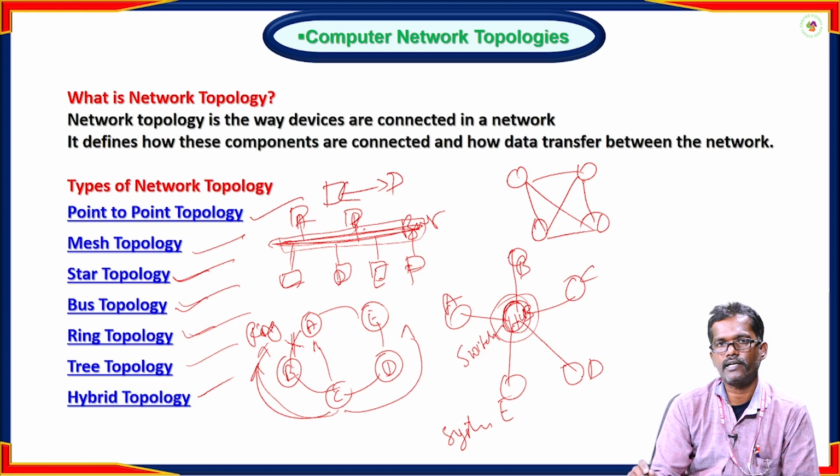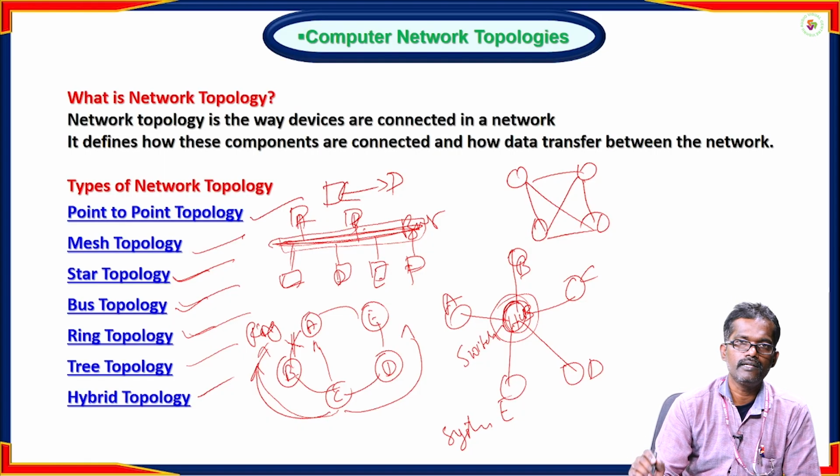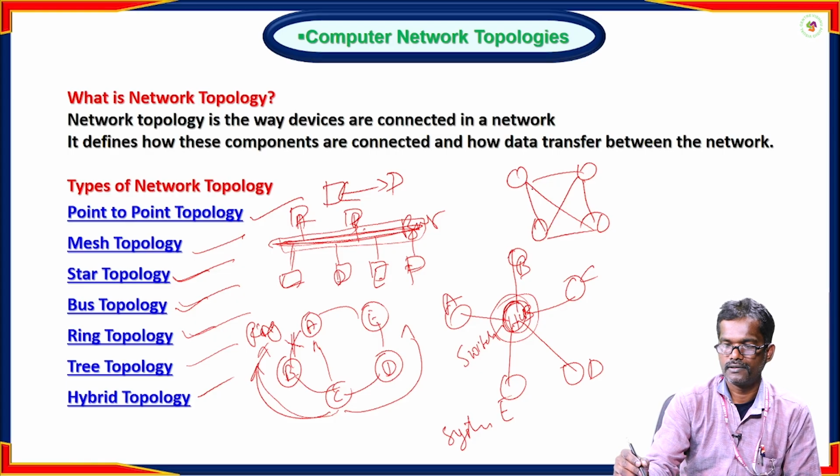Okay, if A transfers some information to C, we need to transfer through the hub or switch only, a centralized device. Every data that the other devices want to transfer, or resource that can be shared, goes with the help of the switch or hub. Okay, centralized. Every data will be shared through the centralized node. Okay, this is related to the star topology. And then coming to the mesh topology.